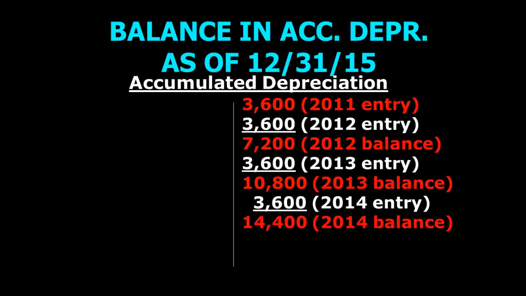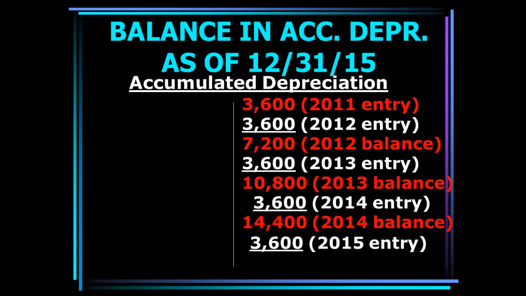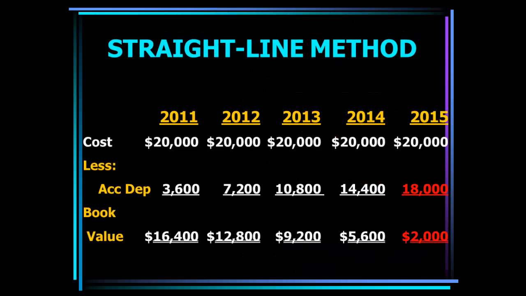And then 2015, well, now I have another $3,600, gets me up to $18,000. Have we seen $18,000 before? It is the difference between my cost of $20,000 and my residual then of 2. What's my book value? Well, $20,000 cost minus $18,000 accumulated depreciation says I have a book value of $2,000. Have we seen $2,000 before? It is the residual. If we did it right at the end of the asset's life, my book value should equal the residual.